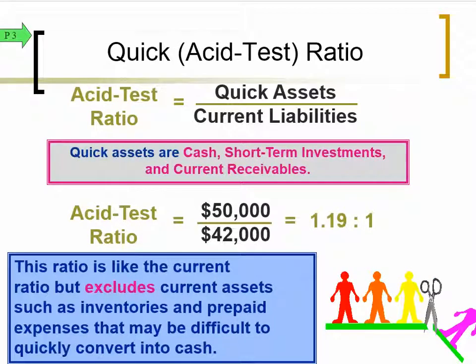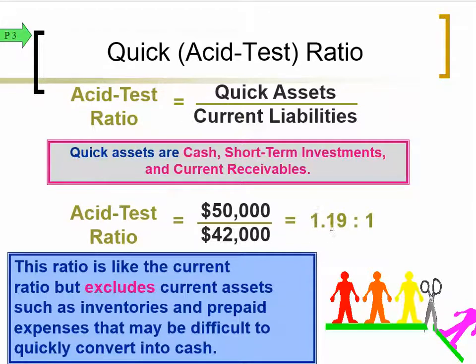An even more stringent test than the current ratio is what we call the acid test ratio. The way we do this is we calculate the ratio by dividing what we call quick assets by current liabilities. Quick assets include cash, marketable securities, and accounts receivable, and those are assets that can be quickly converted into cash. We're going to throw out things like inventory, supplies, and prepaids. We're only going to focus on those items that can be quickly converted.